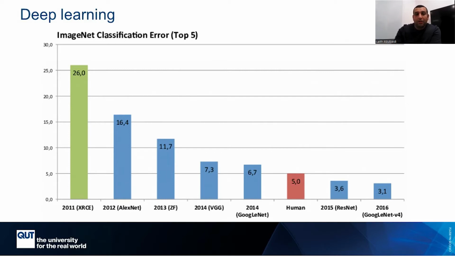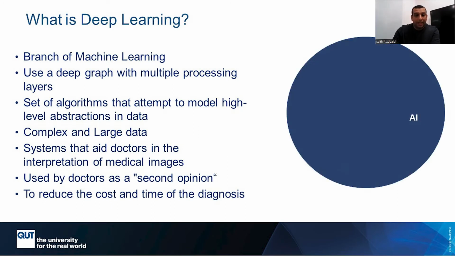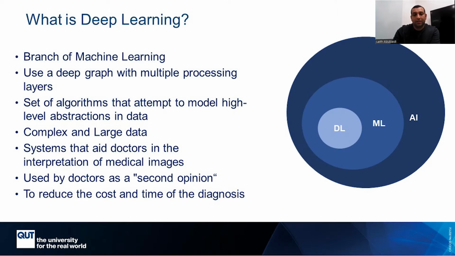So now the question is, what is deep learning? Basically, the big umbrella is AI, artificial intelligence. Machine learning is part of AI, and then deep learning comes under the branch of machine learning. So it's a branch of machine learning.